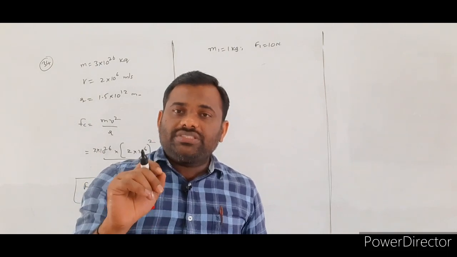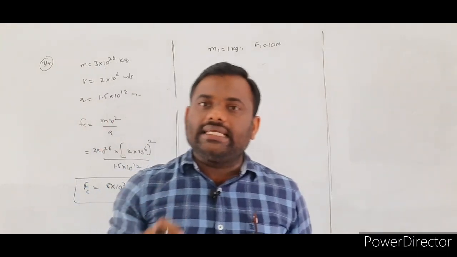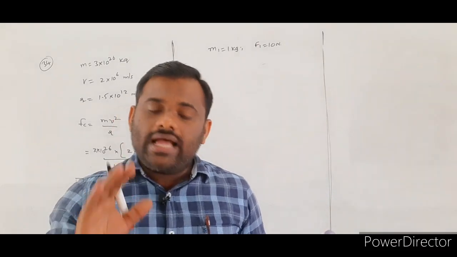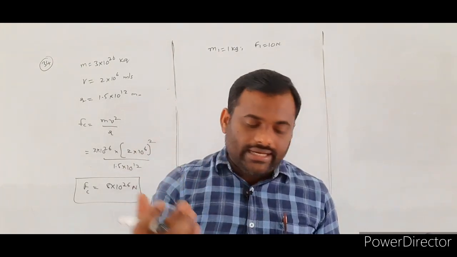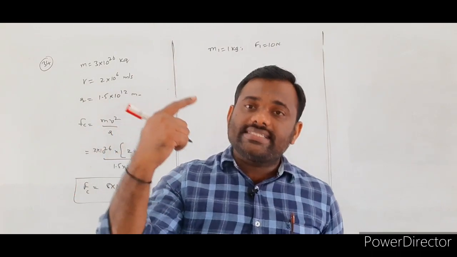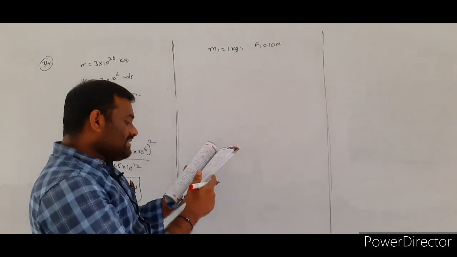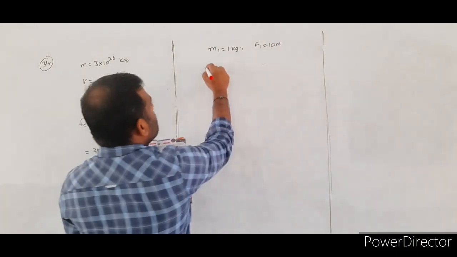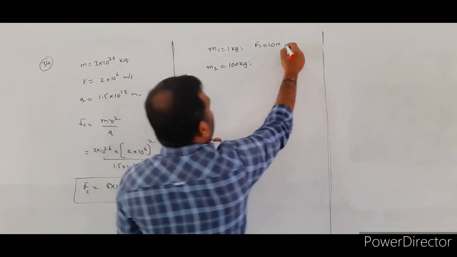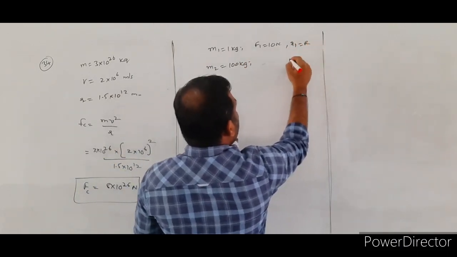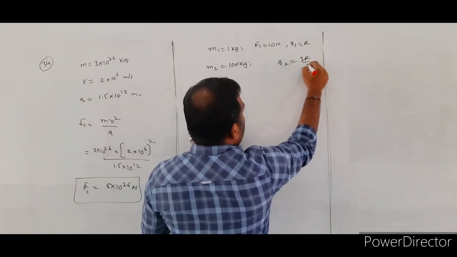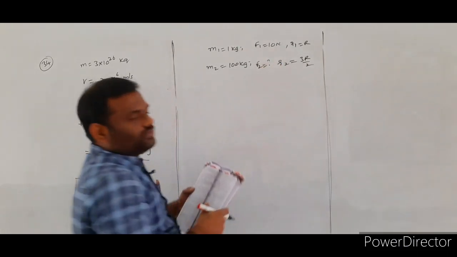So here an object is placed on the surface of the earth. Over the object, how much force is acting? 10 newtons. And one satellite will be revolving around the earth with the mean radius of 3r by 2. Then what is the force acting on that satellite? So here the mass of the satellite is taken as 100 kg, initial radius r1 is equal to r, and final radius r2 is equal to 3r by 2. We have to calculate the F2 value.